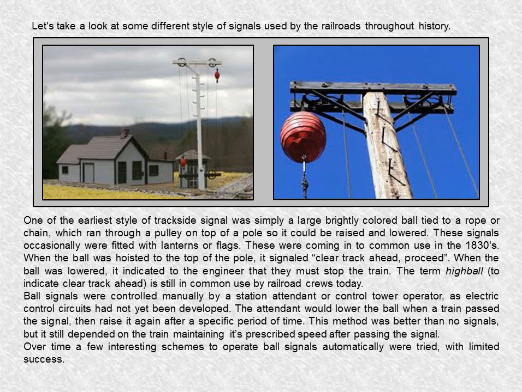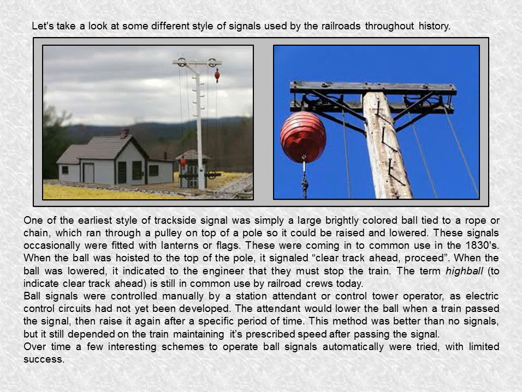Let's take a look at some different styles of signals used by the railroads throughout history. One of the earliest styles of trackside signal was simply a large, brightly colored ball tied to a rope or chain, which ran through a pulley on top of a pole so it could be raised and lowered. These signals occasionally were fitted with lanterns or flags. These were coming into common use in the 1830s.